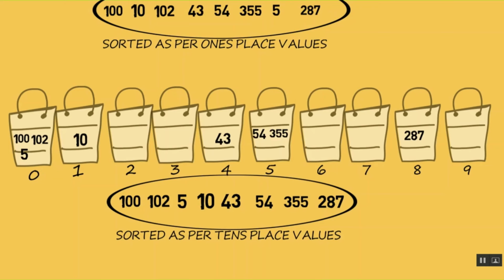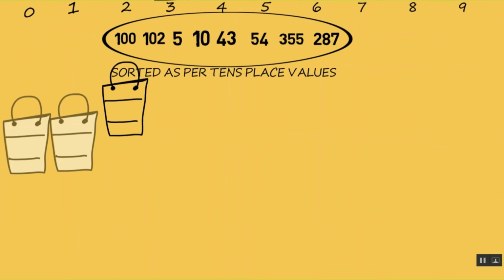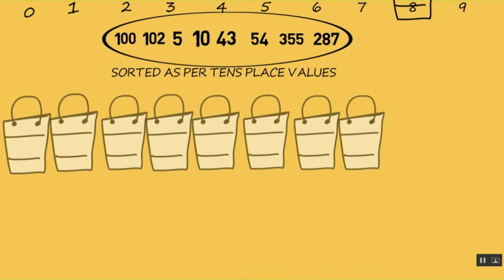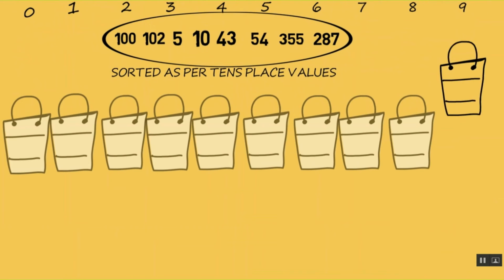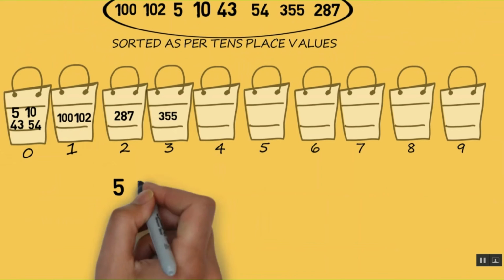So let's go ahead and bring the buckets down similar to the way we brought it earlier. In our program, which we will write later, we reuse the same buckets. So it's kind of metaphorically showing the same thing. Anyway, so now 100 and 102 have 1 in the hundreds place. 5, 10, 43, 54 have 0 in the hundreds place. 355 has 3 and 287 has 2. Now we pick the values from the left to the right, again maintaining the order in which they were inserted.